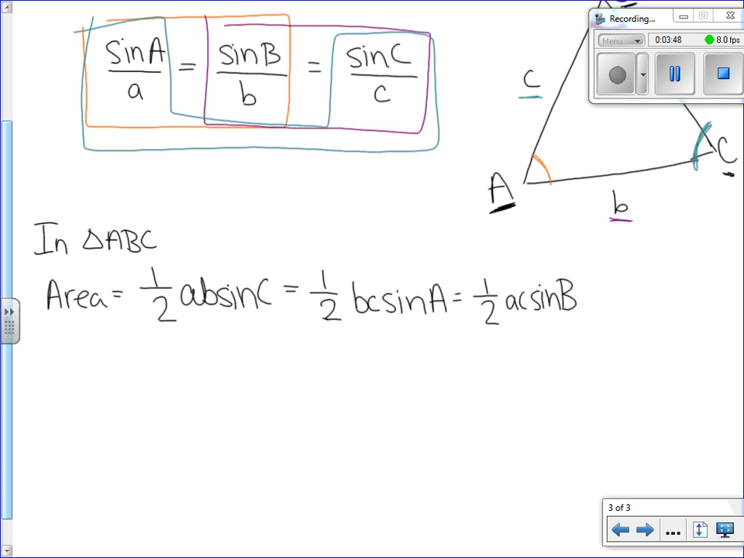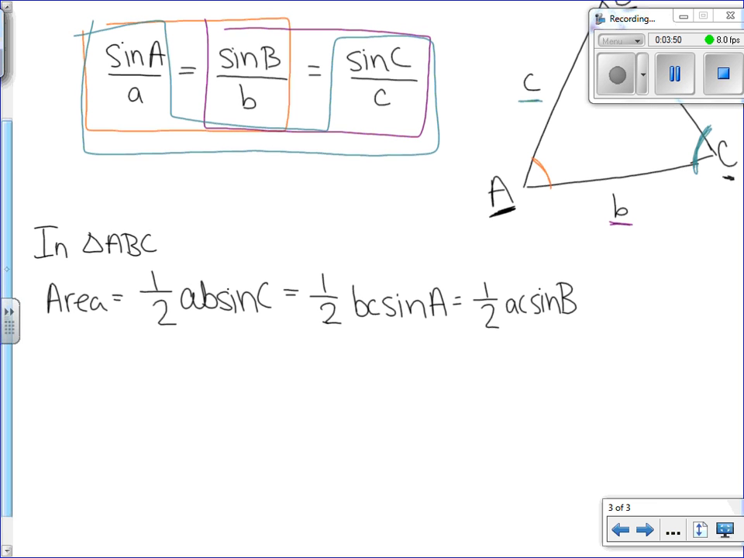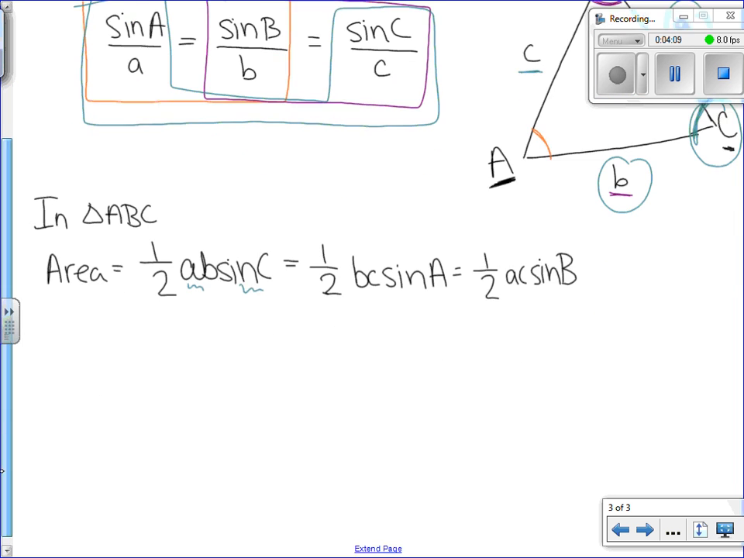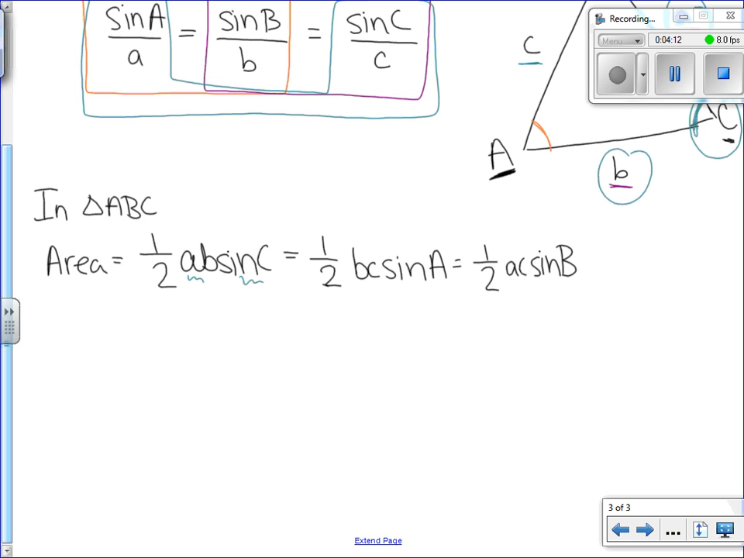Okay, to use this, we always needed two sides and the angle included. Like here we had AB sine C, that's because we had this side, and the angle in between. Always two sides and the angle included, but it could be any two sides and the angle included. Now, as you can see, I have three things set equal to each other, and my end goal is to go from this up to this.